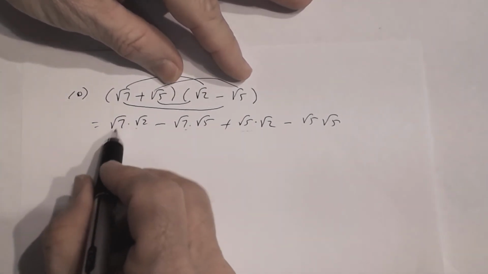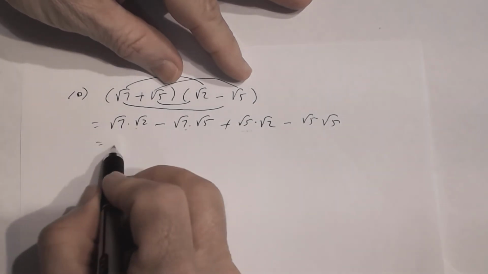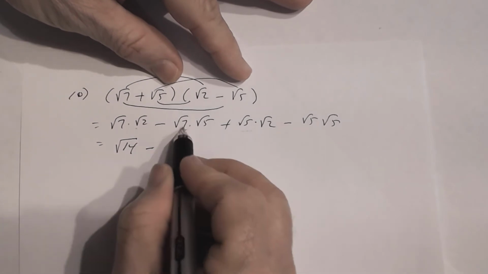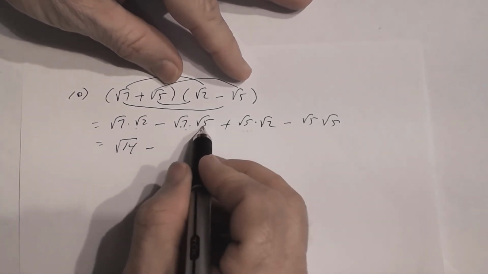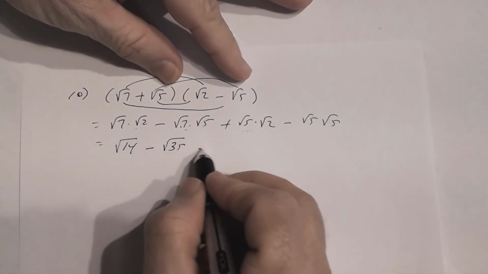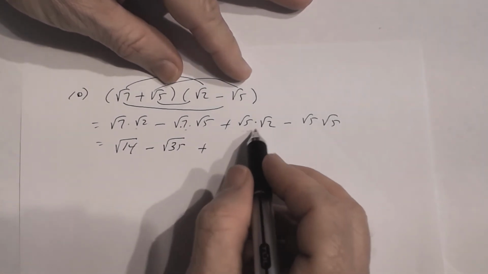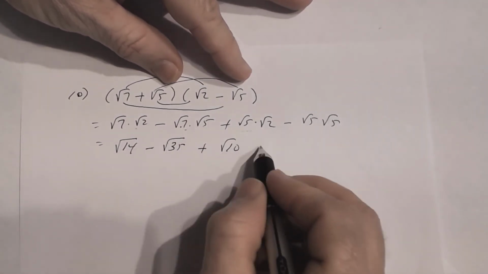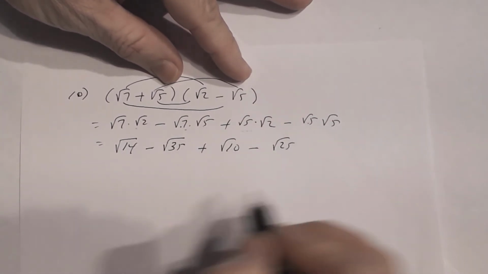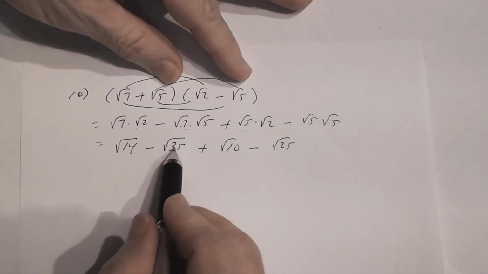So now I'm going to use the product rule. The square root of 7 times the square root of 2, I can write as 1 square root, so it'll be square root of 14. This right here, square root of 7, square root of 5, using the product rule, that'll be the square root of 35. Plus square root of 5 times square root of 2, square root of 10. Minus square root of 5 times square root of 5 would be the square root of 25. Okay? Now I have these 4 terms.